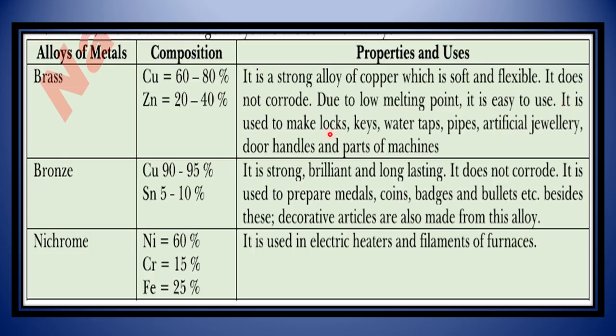Similarly, another alloy is bronze, which is made up of copper and tin. The percentage may vary from 90 to 95% copper and 5 to 10% tin. It is strong and long lasting. It does not corrode. It is used to prepare medals, coins, badges and bullets. Besides these, decorative articles are also made from this alloy. Another alloy is nichrome, which is made up of nickel, chromium and iron. The percentages are 60% nickel, 15% chromium and 25% iron. It is used in electric heaters and filaments of furnaces.